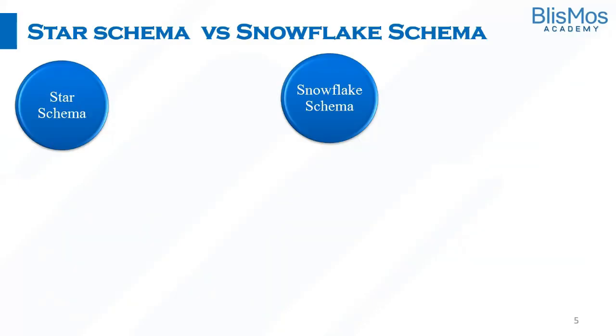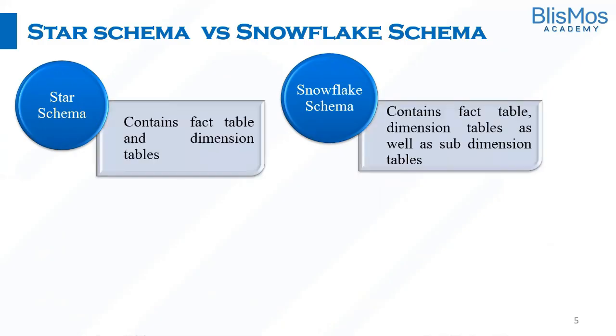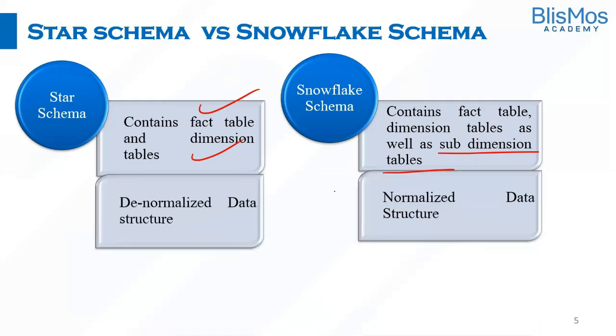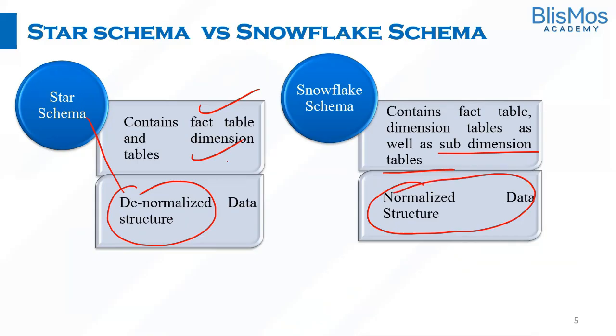Let us understand the differences between the star schema and snowflake schema. In case of star schema, we will have a fact table and dimension tables. In case of snowflake schema, there may be sub-dimension tables along with the dimension tables. As we already know, data is denormalized in star schema. But in case of snowflake schema, the data is normalized.